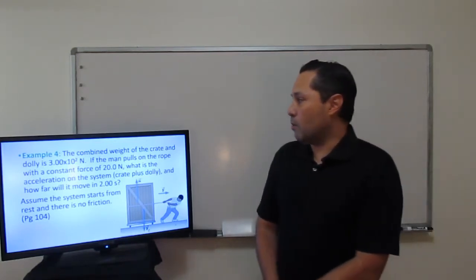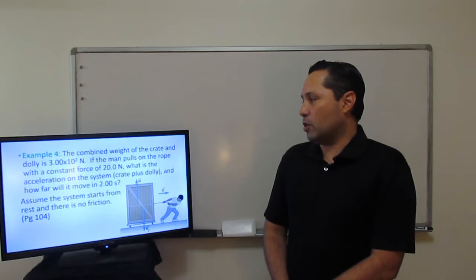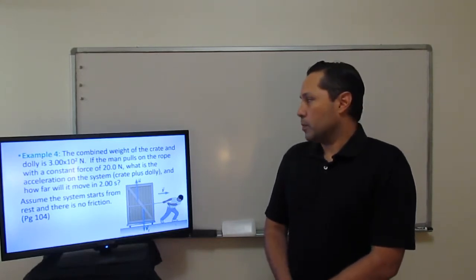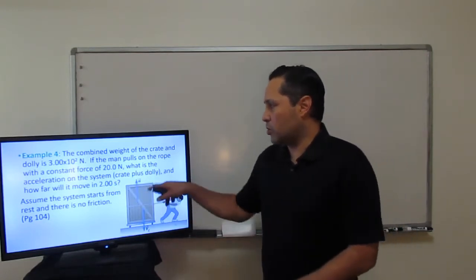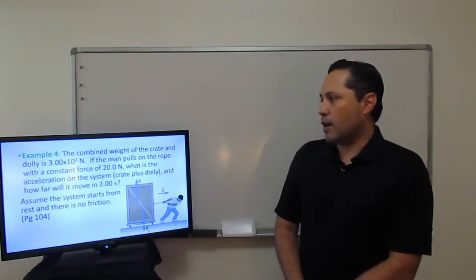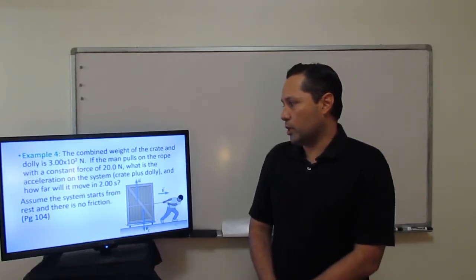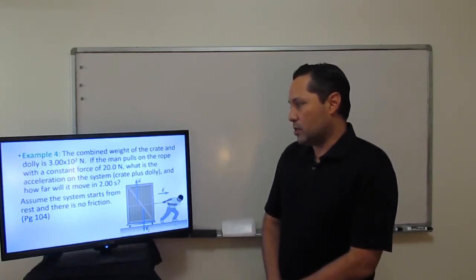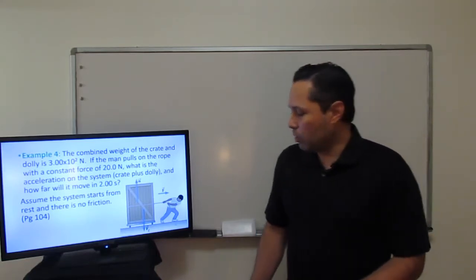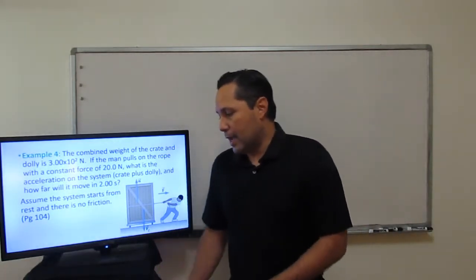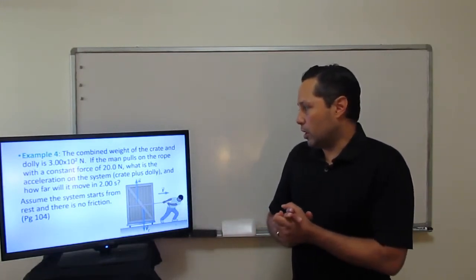they ask: the combined weight of the crate and the dolly is 3 times 10 to the 2 newtons, or 300 newtons. If the man pulls on the rope with a constant force of 20 newtons, what is the acceleration of the system, which is the crate plus the dolly, and how far will it move in 2 seconds? Assume that the system starts from rest and there is no friction. So we'll be ignoring friction for this problem, and let's get started.